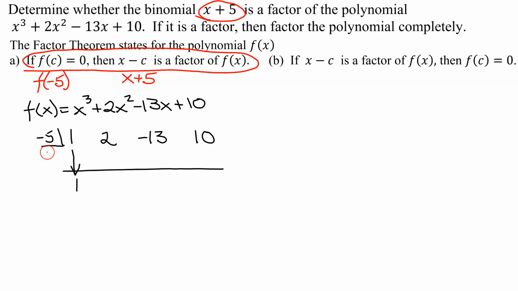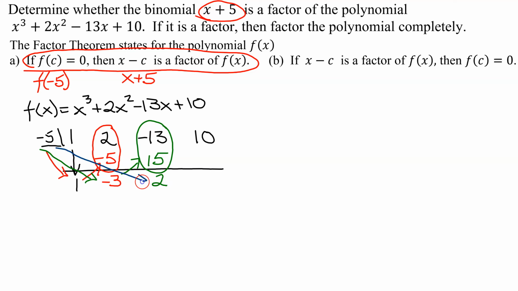And then negative 5 times 1, write the answer up here. So negative 5 times 1 is negative 5. Add these two numbers. Negative 5 added to 2 is negative 3. Now let's repeat the process. Negative 5 times negative 3 is positive 15. We write the answer here. Add negative 13 and 15, I get positive 2.